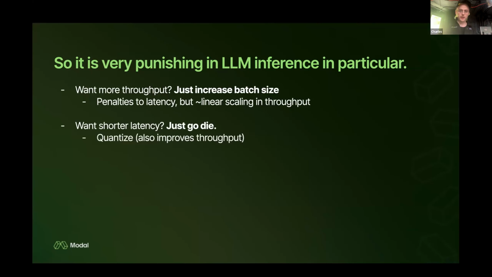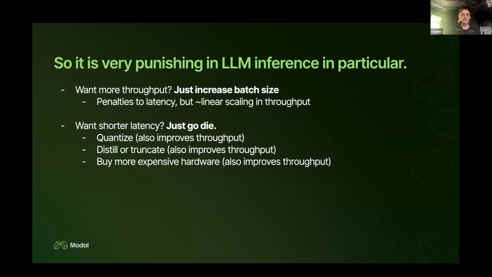So we heard about some of the strategies for this from Joe. Joe decided not to just go die and to try and solve this problem. So quantization, we also heard about this from Joe, can reduce your latency if done correctly, but it also improves your throughput. You can distill models down to a smaller size. You can truncate them and fine-tune them. That also improves throughput, it turns out. So it doesn't just improve your latency, and maybe mostly improves your latency by boosting throughput.